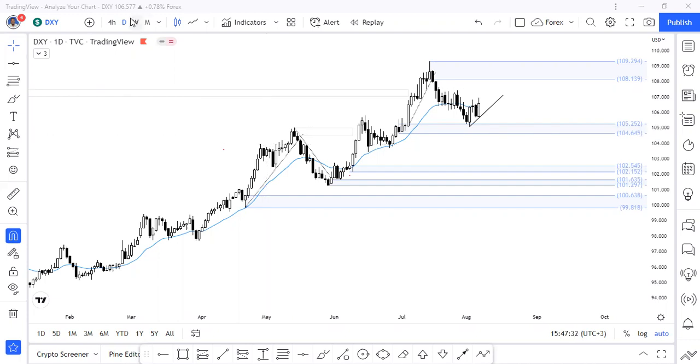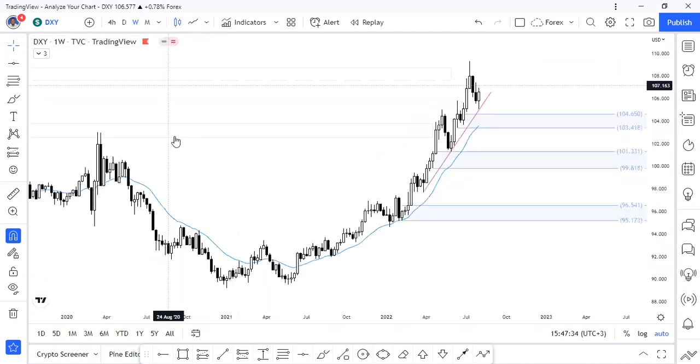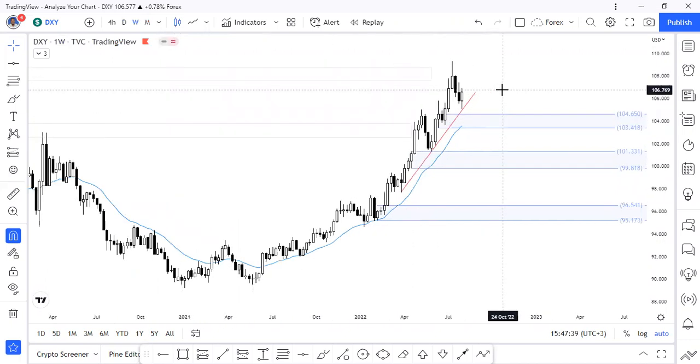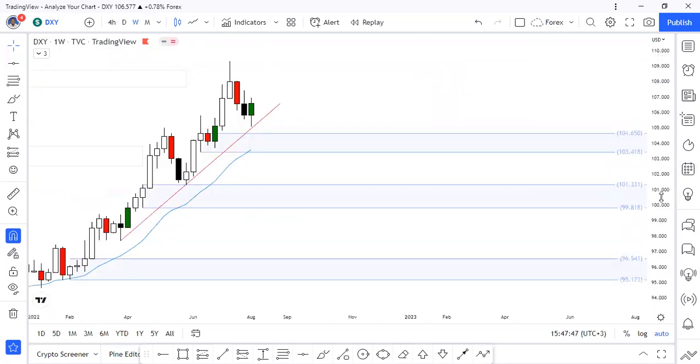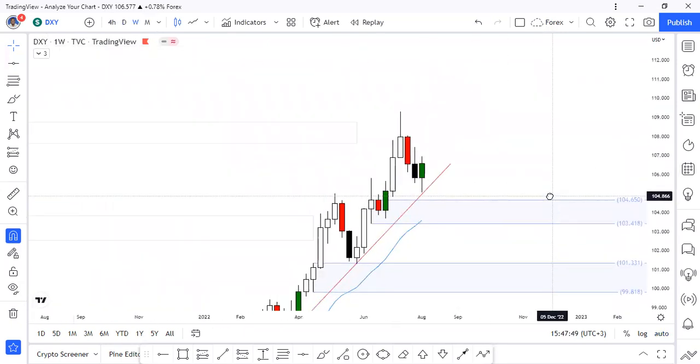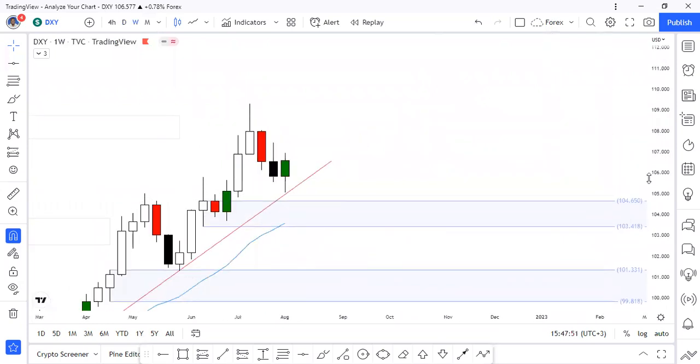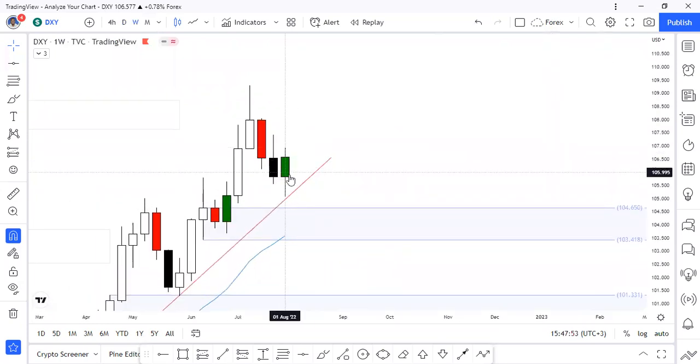Without wasting time, let's start on the weekly time frame. As you can see, the weekly is still bullish. And the last weekly candle, let me put the engulfing candle indicator. As you can see, last week's candle was a very strong bullish engulfing candle, showing us that buyers have started to take control of the market in a bullish way.